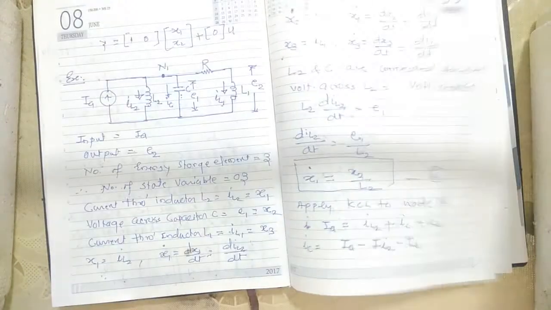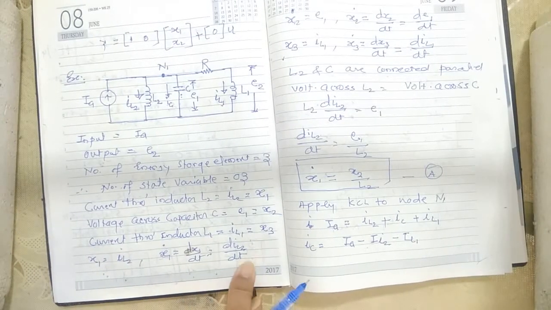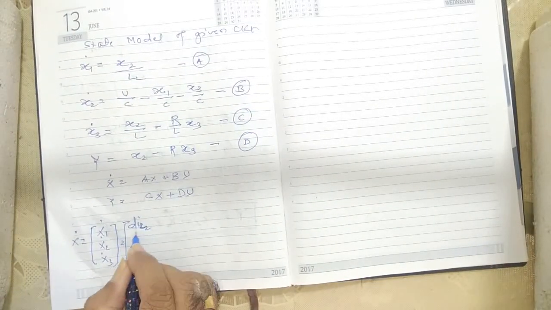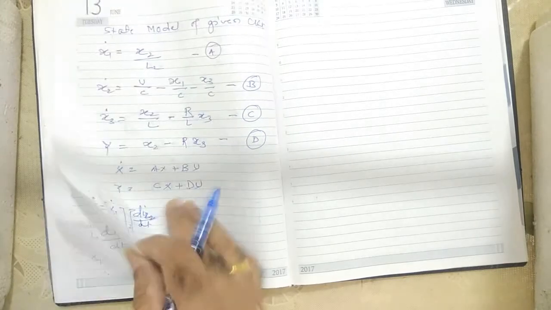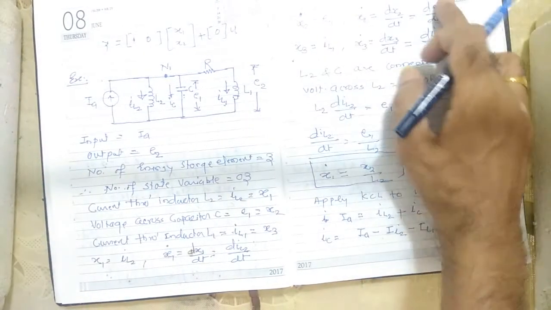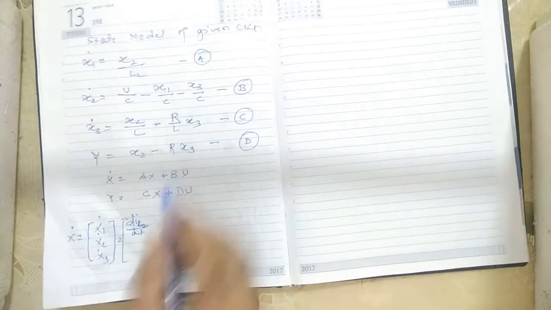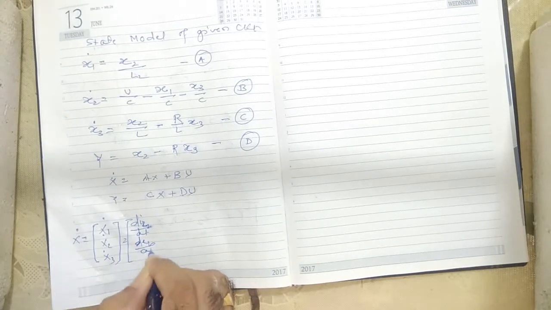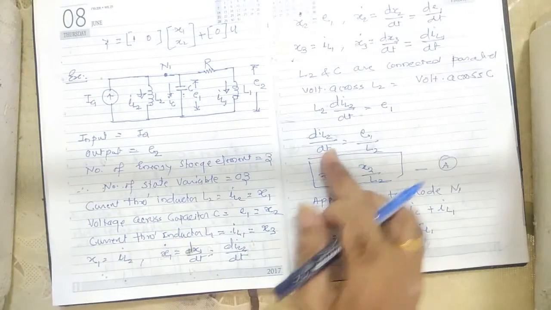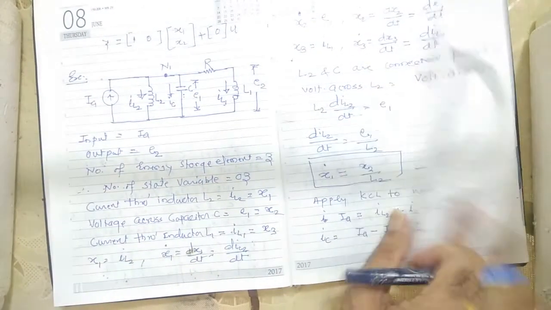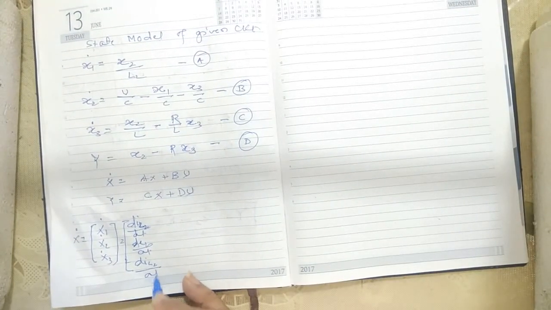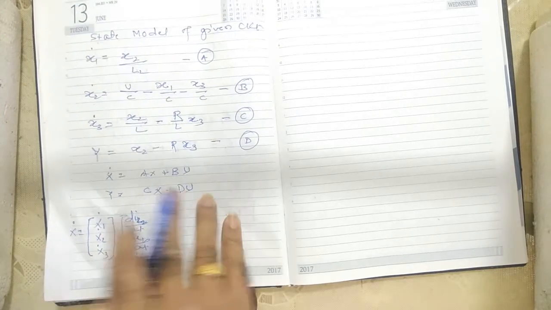x1 dot, okay, x1 dot is equal to dIL2 by dt. So for simplicity we will write down dIL2 by dt. Then second is x2. So x2 dot is equal to dE1 by dt. So here we will write down dE1 by dt. And the third one is x3 dot, and x3 dot is equal to dIL1 by dt.